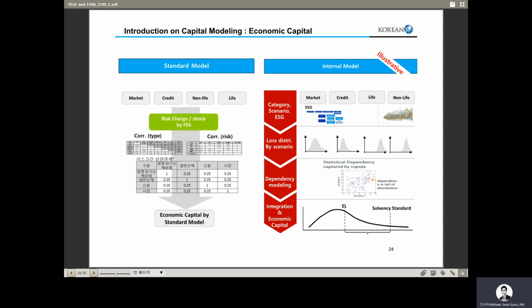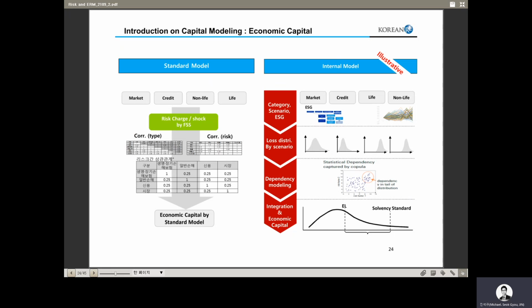This shows the brief chart of how we calculated the solvency ratio in a standard model and an internal model. As you can see, the standard one on the left is more like simple math, whereas an internal model is more like a deep analysis, relying on our statistics.